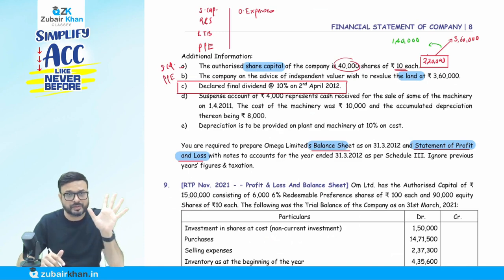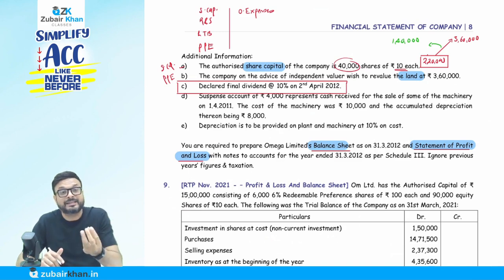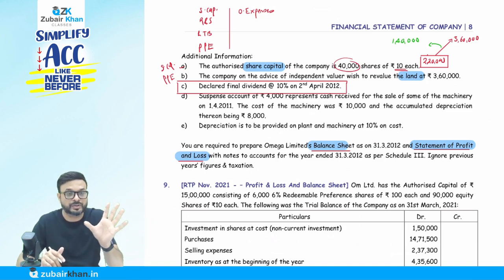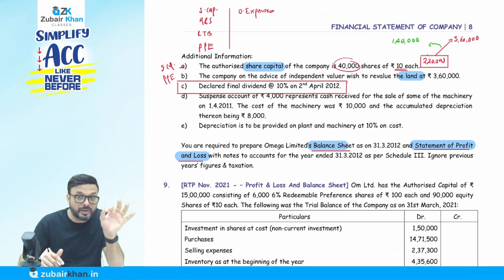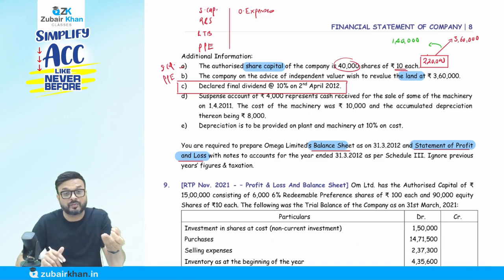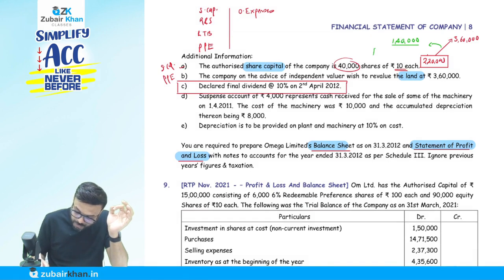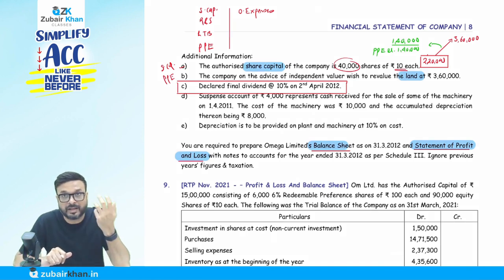Now go to the basics of accounting. We are increasing the value from 2,20,000 to 3,60,000, that is, by 1,40,000. Increase in assets should be debited. So the PP account will be debited by 1,40,000.